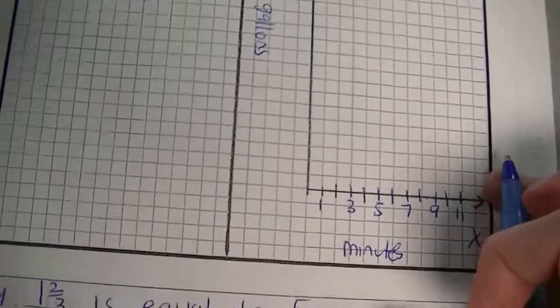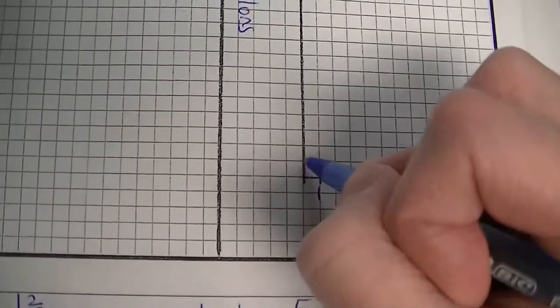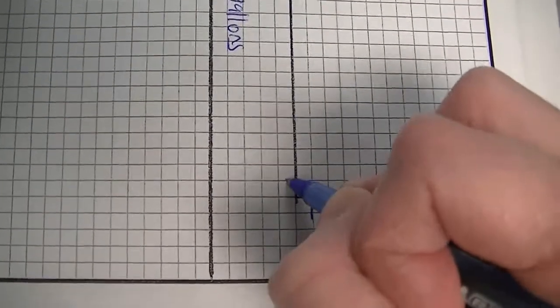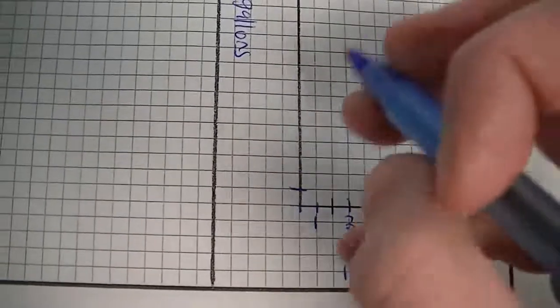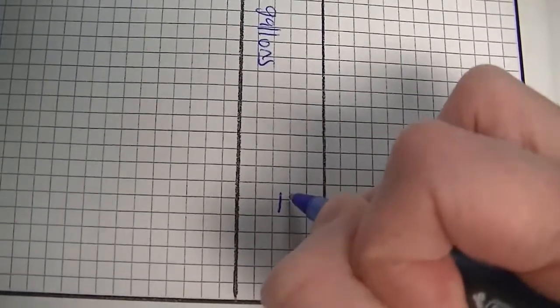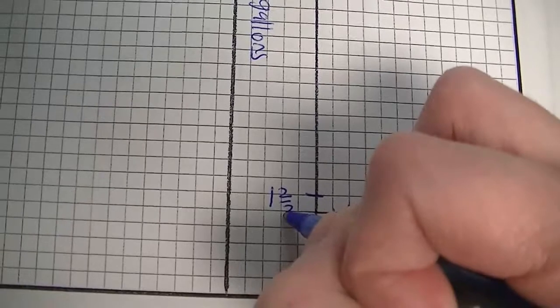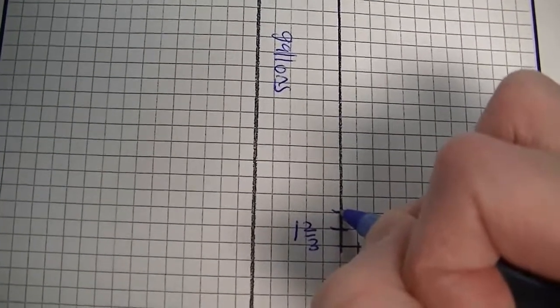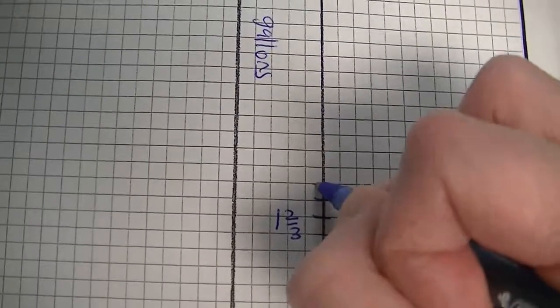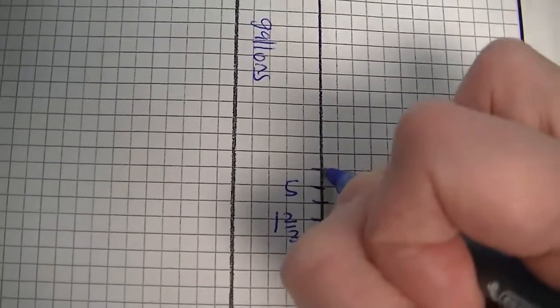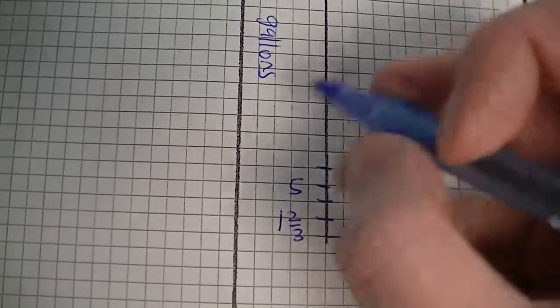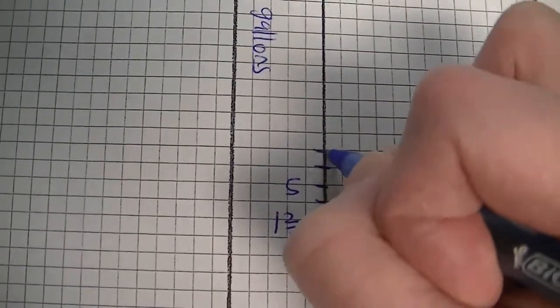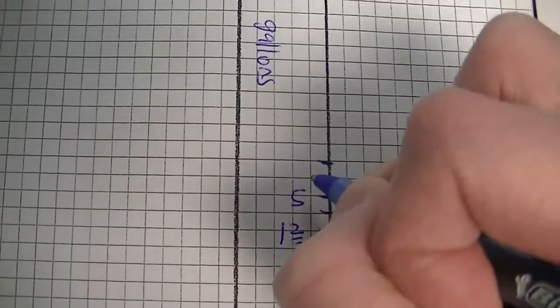Okay, for the gallons, I'm going to count by the unit rate. That right there is 0. This would be 1 2/3, or you could write 5/3. This would be 3 1/3. This would be 5. This would be 6 2/3. This would be 8 1/3.